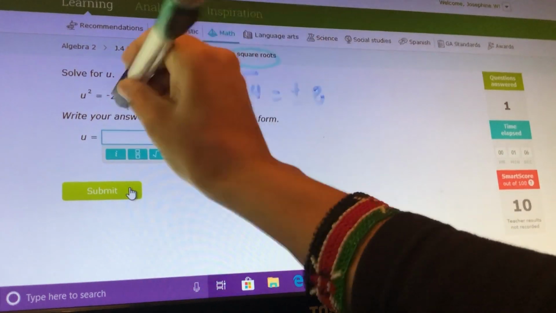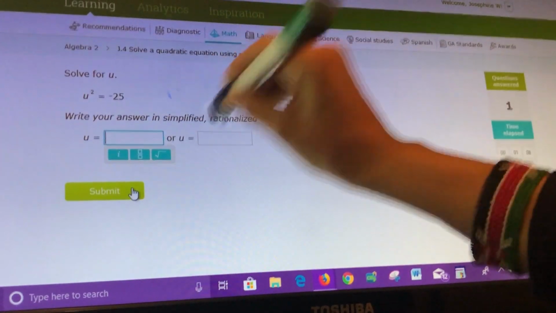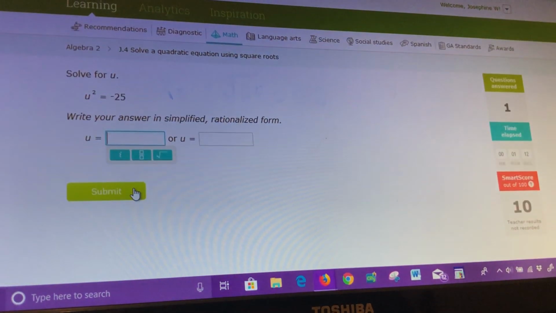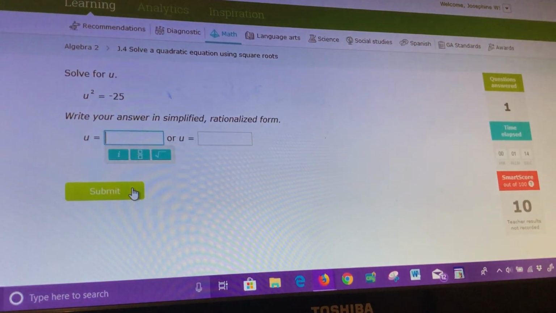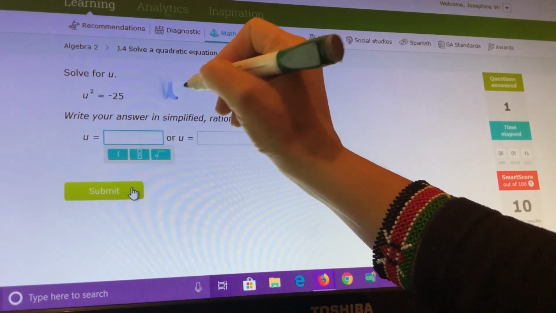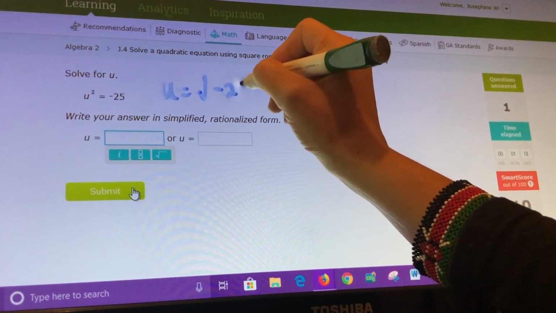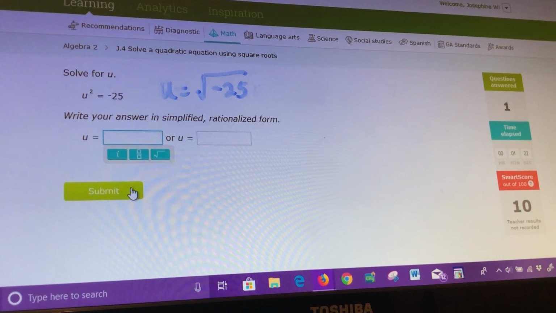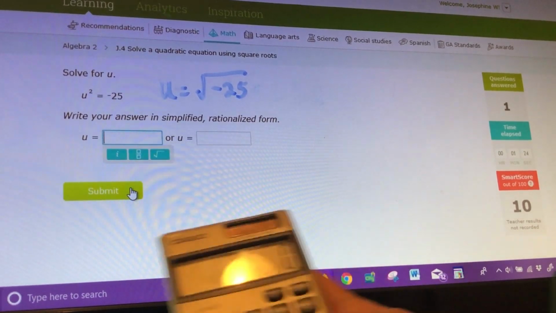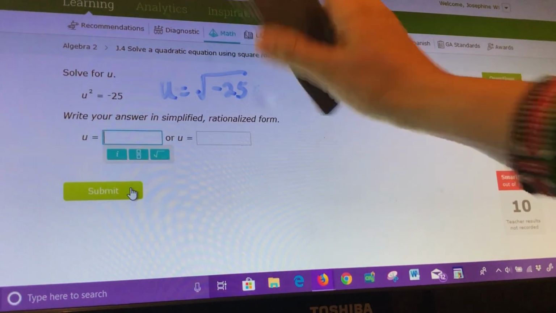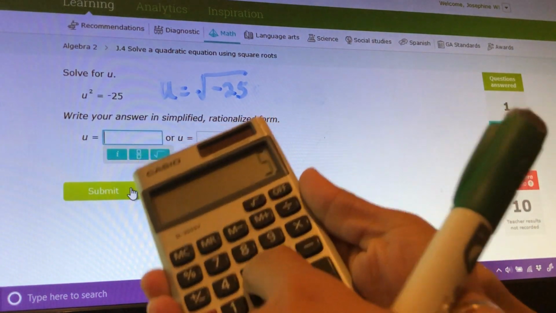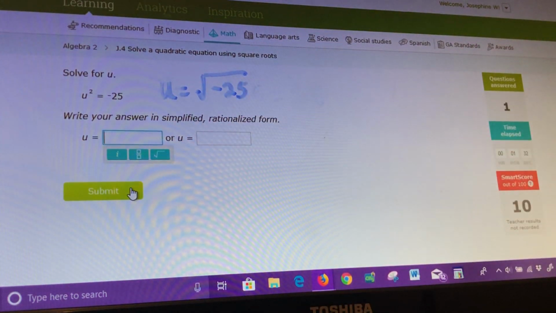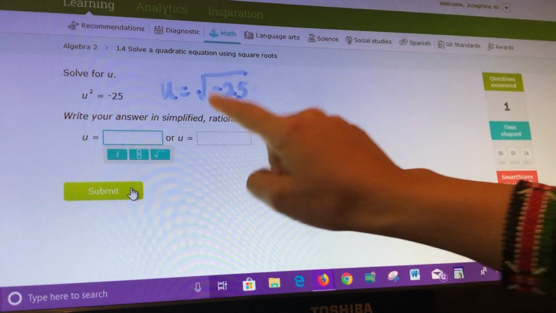All right, you have square root. Again, the opposite of squared is square root. Now, when you're taking the square root of a negative number, so it'll be u is equal to the square root of negative 25. Can't take a square root of a negative number. When you try to take a square root of a negative number, you get an error message. So for example, if I did the square root of negative 25, it would give you an error message. So what you do is this.